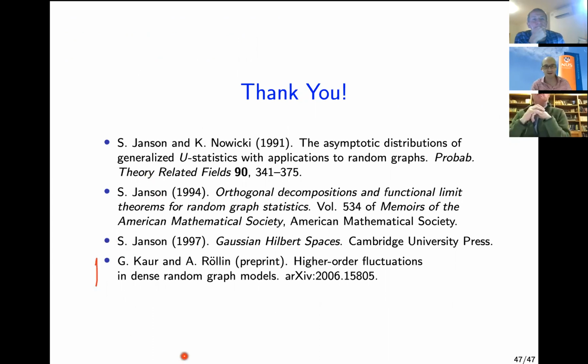The paper where we discuss all of that is called Higher Order Fluctuations in Dense Random Graph Models. It's the same title, and much of the theoretical abstract theory is coming from these papers, and in particular this book, Gaussian Hilbert Spaces. There's one chapter on generalized U statistics, and there's a lot of abstract material in there that we have to adapt to our situation.